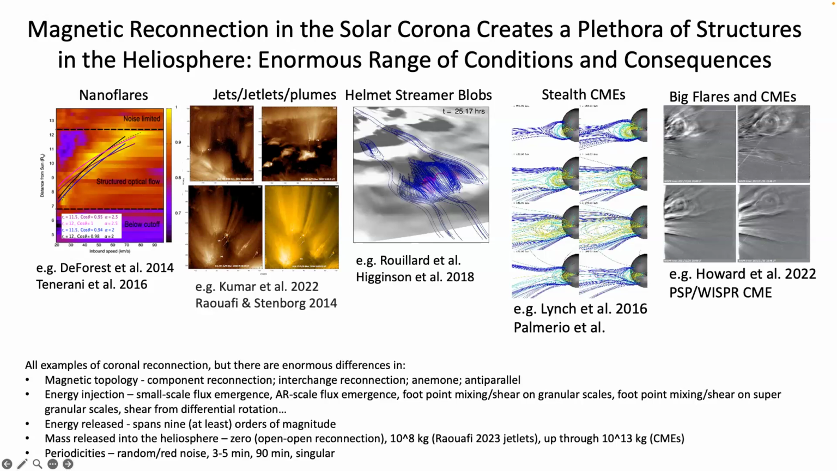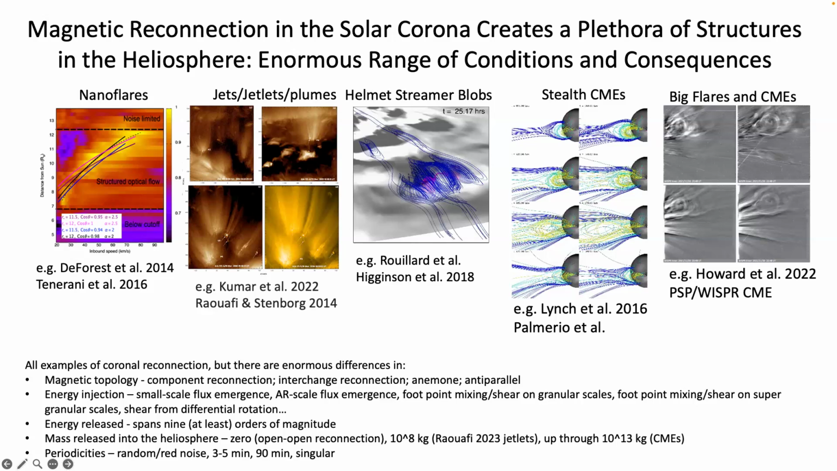Stealth CMEs are kind of like a big blob or a small CME, and there's no flare associated with them. But PUNCH is going to be able to see those and watch the substructure within them. And then, of course, the classic big flares and CMEs, which other groups will be talking about later. So the sun makes all of these different kinds of events. They're all reconnection, but some of them have a lot of energy and not much mass. Some of them have a lot of mass, but not much energy. And the sun does all of these things, and PUNCH is going to be able to see the effects of all of these different things in the solar system.